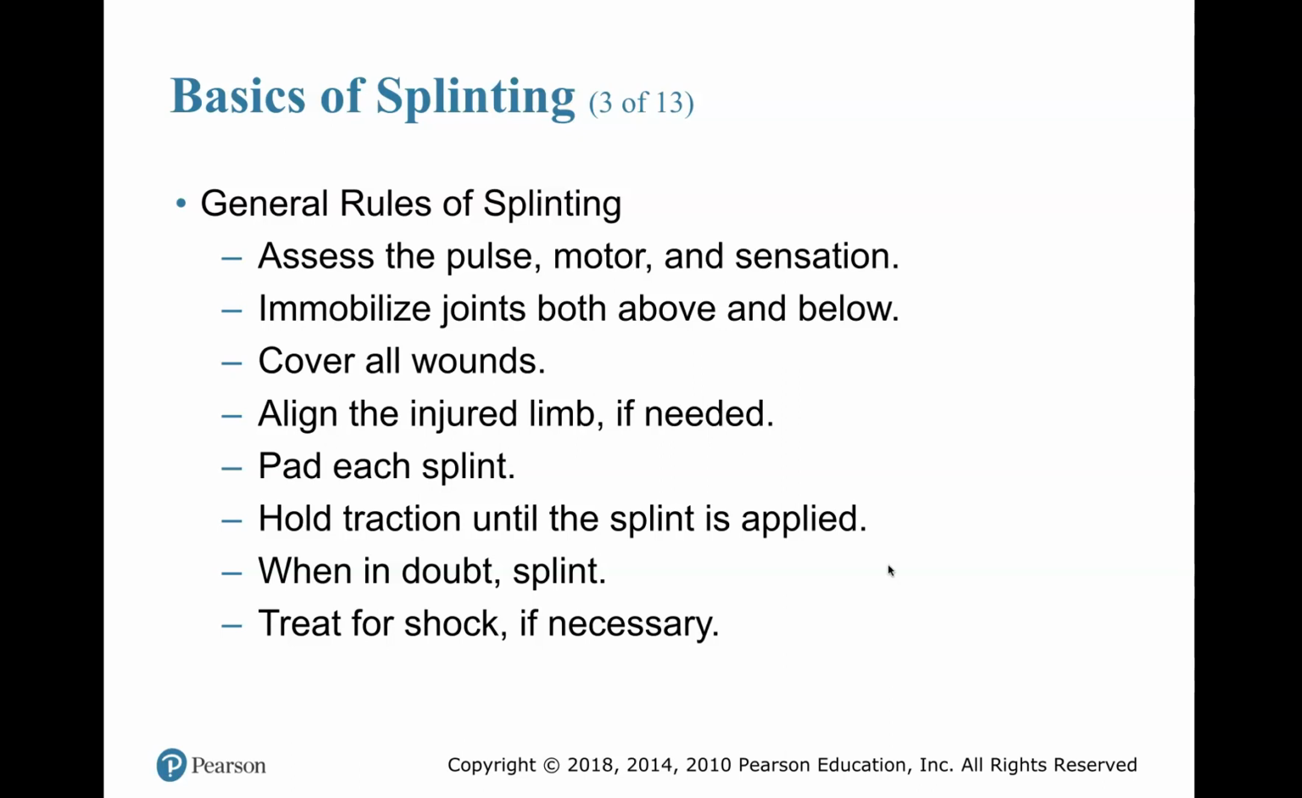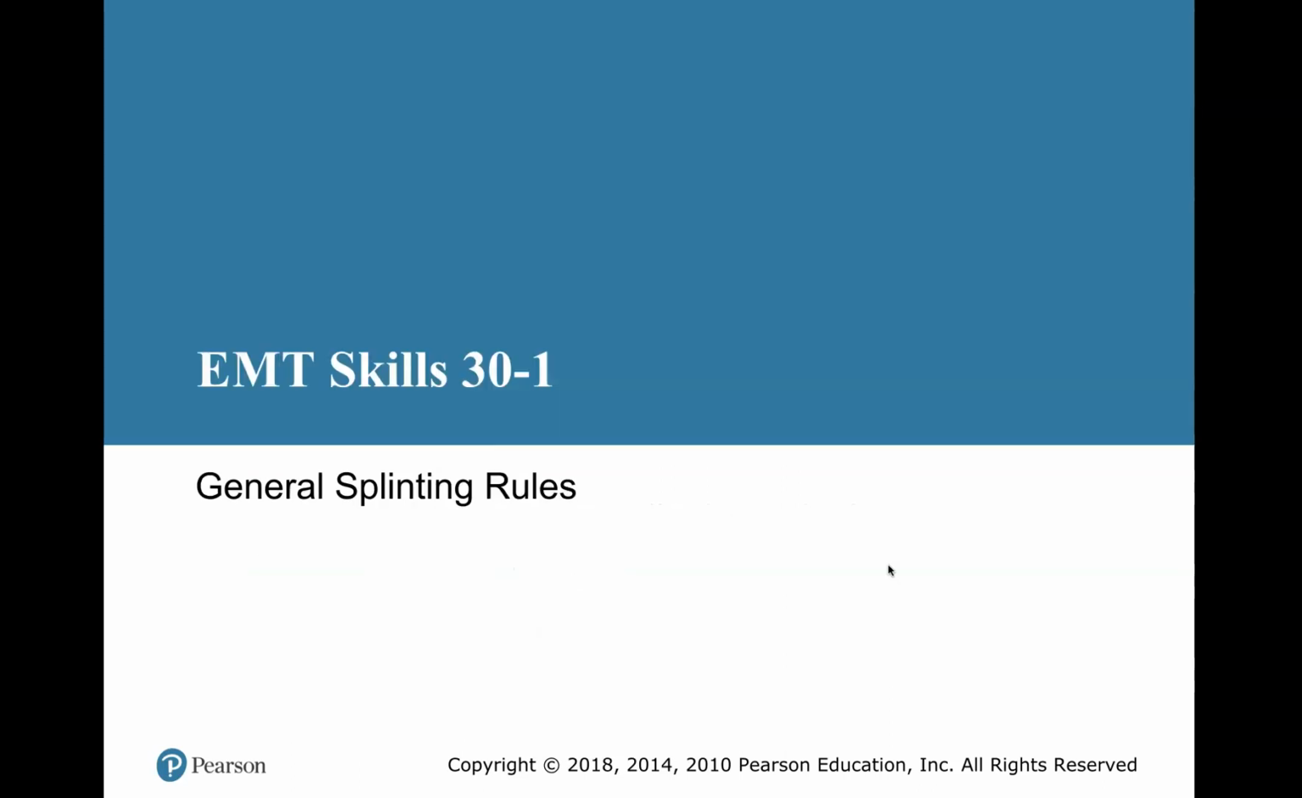The general rules of splinting: assess the pulse, motor, and sensation. That's PMS. Immobilize joints both above and below. Cover all wounds. So if it's a tib-fib fracture, you want to immobilize the knee and the ankle above and below that fracture. Align the injured limb if needed. Pad each splint. Hold traction until the splint is applied. When in doubt, splint. Treat for shock if necessary.